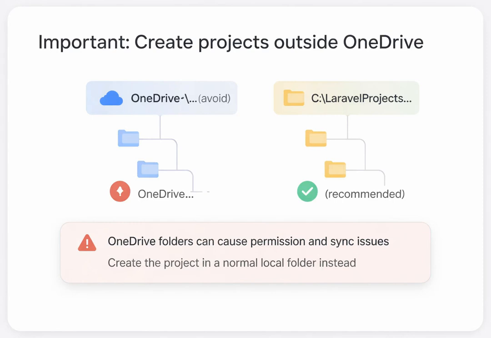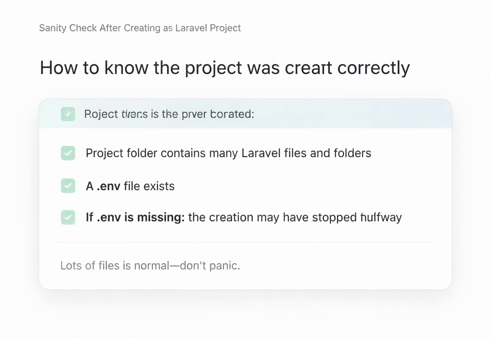A practical warning about where to create the project. If the path shows OneDrive, it's better to create the Laravel project somewhere else, like a normal local folder on C drive. OneDrive syncing can introduce permission problems and unexpected file locking issues, which can break installs or cause confusing errors. After creating the project, a quick sanity check helps.